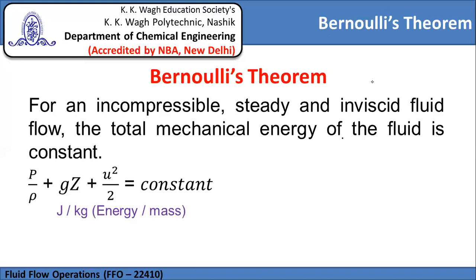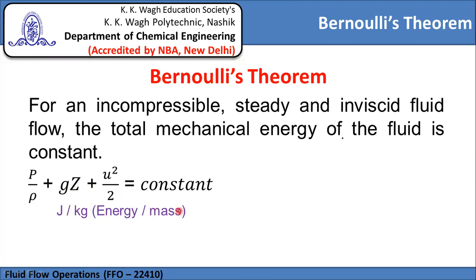The mathematical statement of Bernoulli's theorem is P upon rho plus Gz plus U square upon 2 is equal to constant. The first term, that is P upon rho, is a pressure energy. The second term, Gz, represents the gravitational potential energy, and the third term, that is U square upon 2, represents the kinetic energy. The unit of each term is joule per kg, that is energy per unit mass.